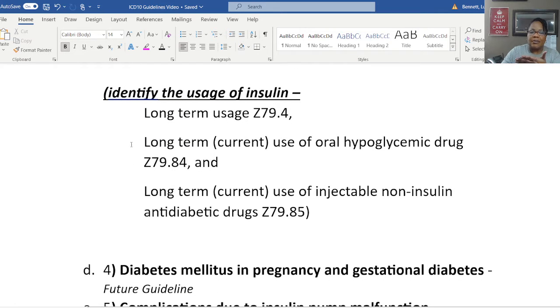And notice here, I just made a quick list to identify the uses of insulin. Long-term usage, Z79.4. Long-term or current use of an oral hypoglycemic drug, Z79.84. And long-term or current use of an injectable non-insulin anti-diabetic drug, Z79.85. And those of us that have gotten into family medicine or internal medicine, physicians that see a lot of diabetes, we almost have these codes memorized. And I always teach, don't memorize codes, but these you can. You know when to use Z79.4 versus Z79.84 versus Z79.85.